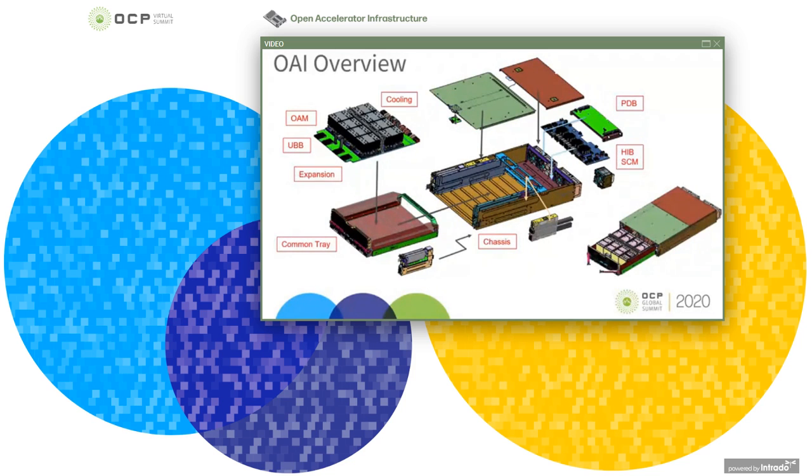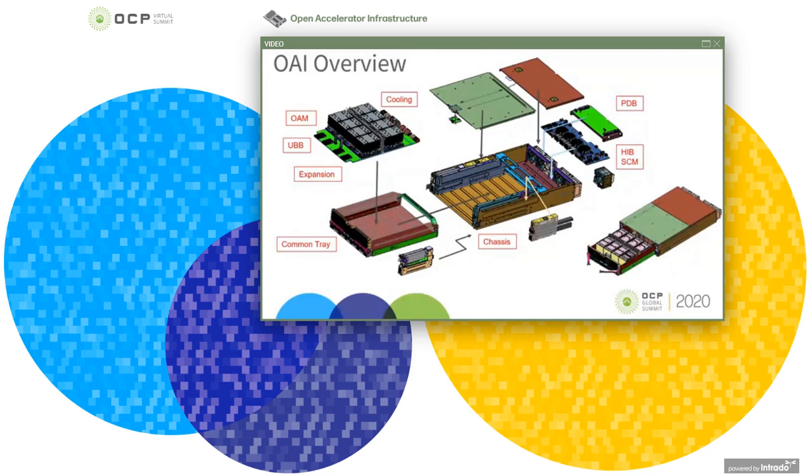When we started OCP Accelerator Infrastructure, or OAI, we set up multiple chapters to have specifications and subgroups to develop them. You are probably already familiar with the OCP Accelerator Module, or OAM specification, and the Universal Baseboard, or UBB specification. Several other specs have been released as well, which will be reviewed in other talks within the OAI track.